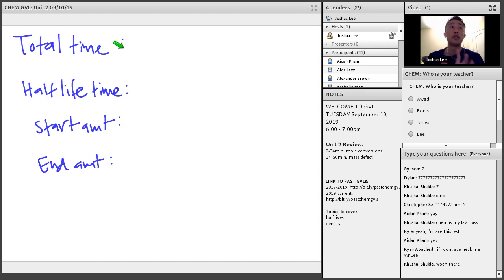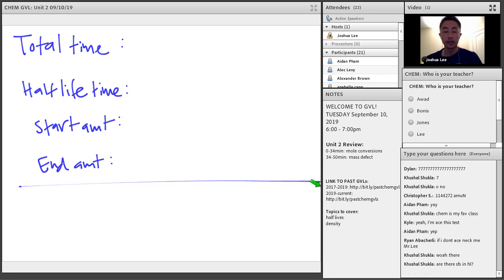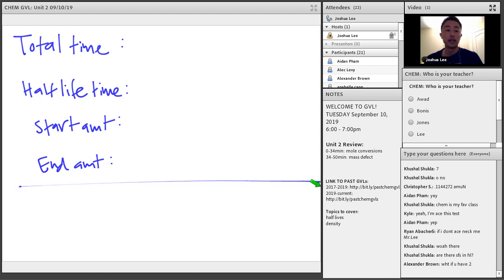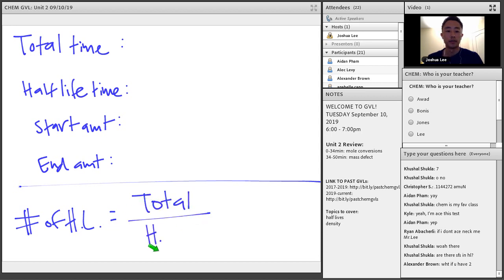So these are the 4 variables for any given half-life problem. And the problem should always give you 3 things. So you should always be able to start off with 3 things and you're just solving for that one. Typically, I suggest to students that they figure out the number of half-lives first. And they do that by doing your total time divided by your half-life time, because this number will give you the number of times you have to divide by 2. Because remember, with half-life, all you're doing is dividing by 2.